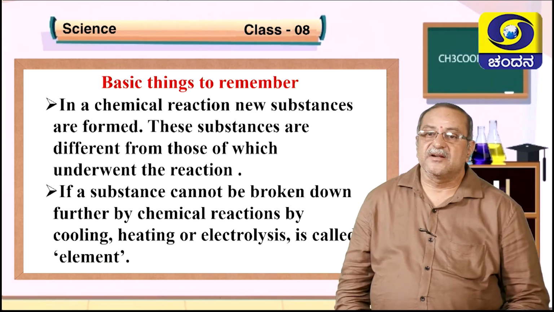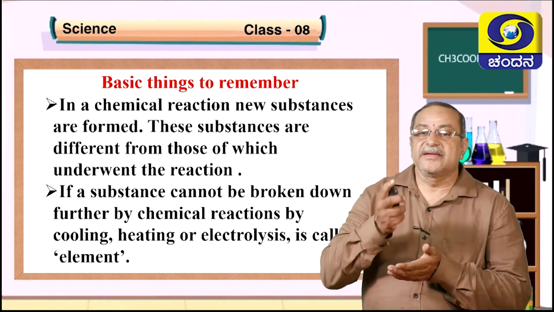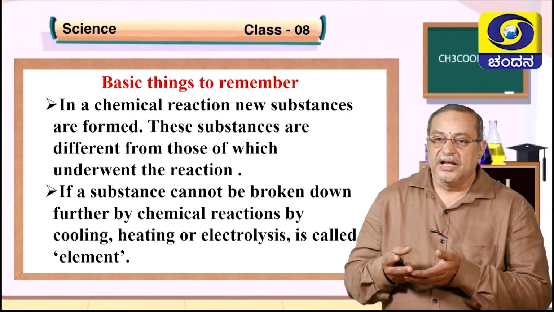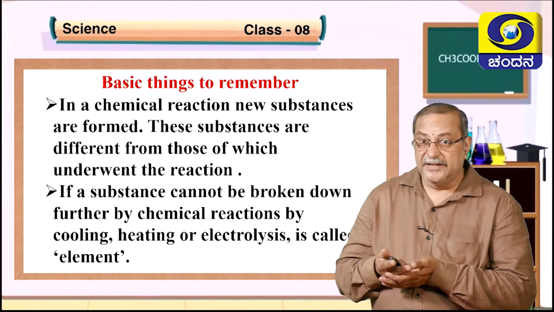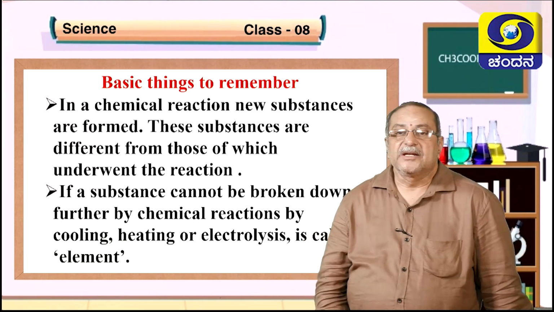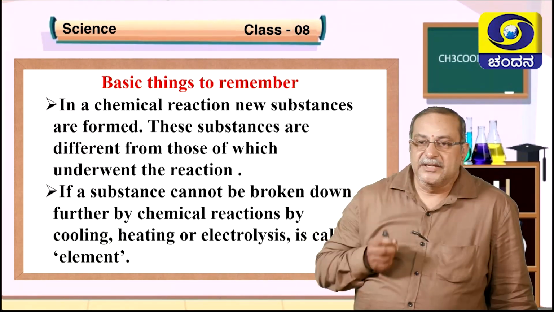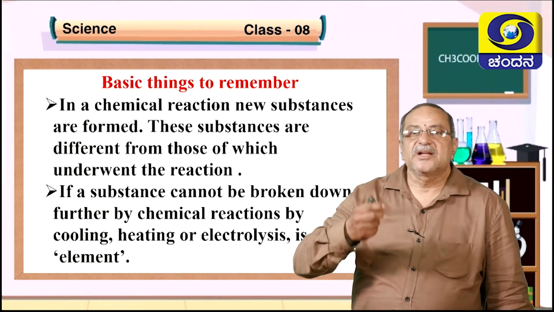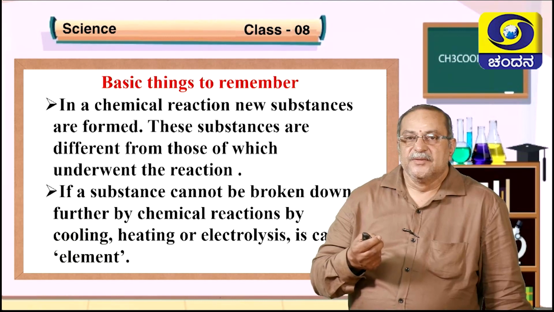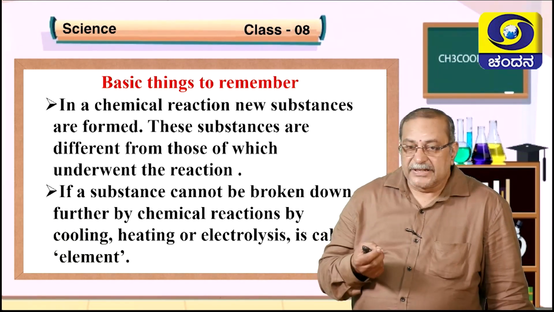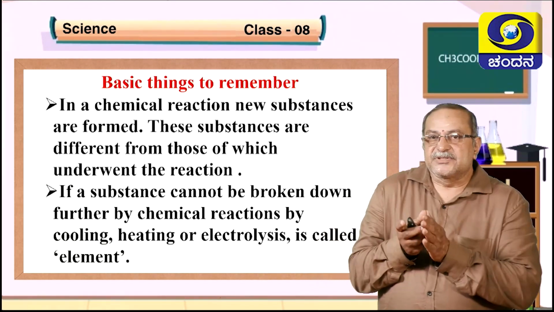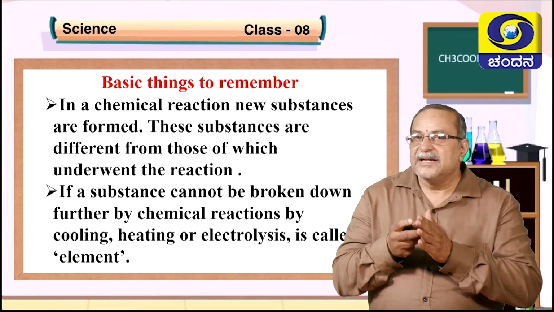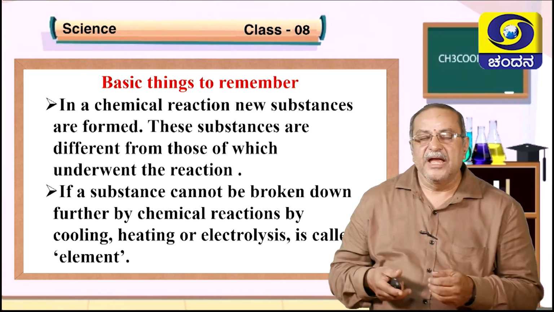If a substance cannot be broken down further by chemical reaction, by cooling, heating, or electrolysis, it is called an element. So, we know that matter is made up of small particles called atoms, isn't it? So, these atoms combine with each other to form compounds. But similar types of atoms together form an element.